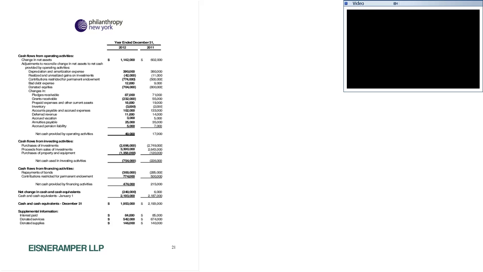So you see the 774 contributions restricted for permanent endowment. That number is netted against the negative number up above. What we're basically saying here is I started with my change in net assets, and I'm going to subtract the permanent endowment number that came in because I really don't have access to that cash. So when I'm giving you the amount of cash provided by operating activities, I think it would be misleading to tell you that that includes 774 when I'm not going to be allowed to use that for my operating activities. I have to lock that away, right?